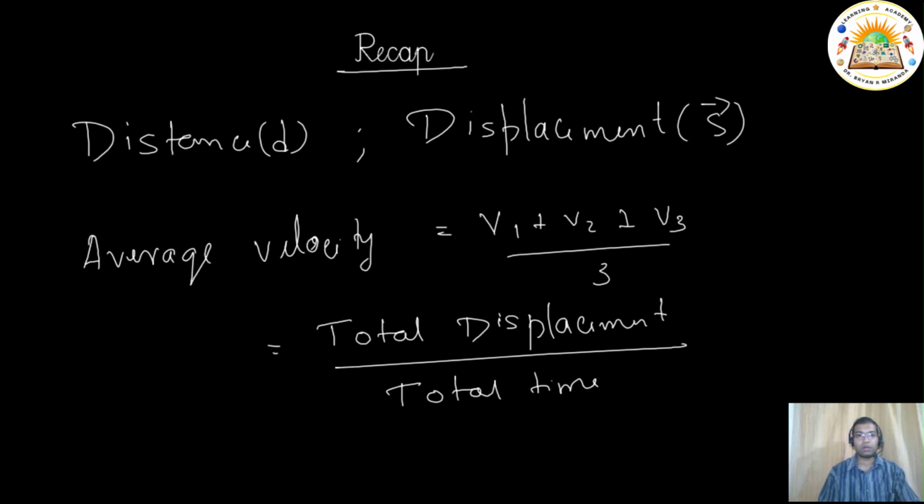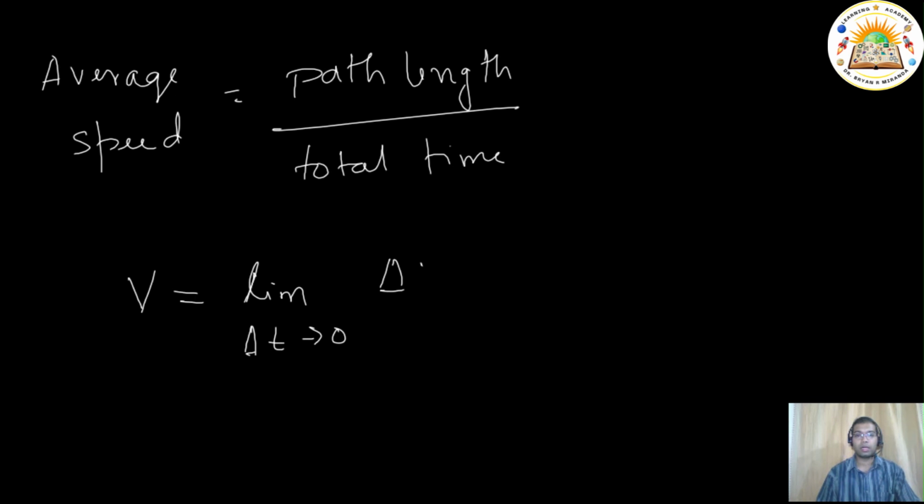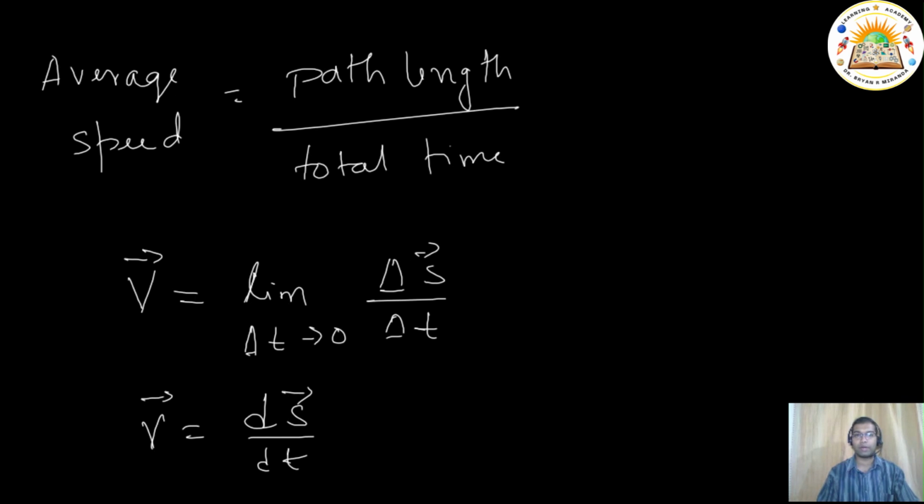Average speed, in the same context, we would have found to be nothing but the path length, that is the total distance, divided by the total time. Next, we went ahead and wrote velocity as nothing but the limit as delta t tends to 0 of delta s by delta t, where delta s is the displacement, or v came to be written as ds by dt. We put an arrow on top to indicate that it is a vector.